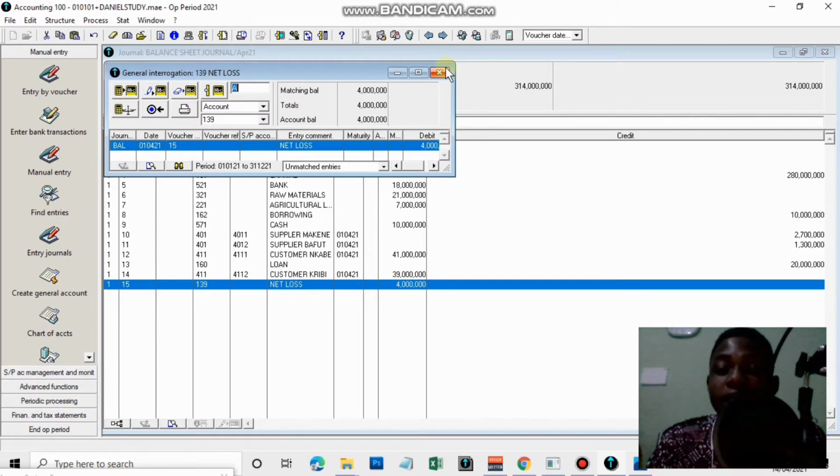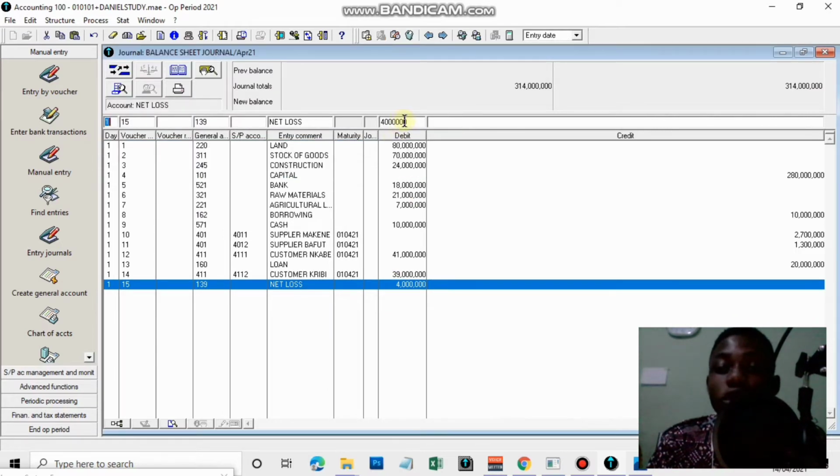If the balance sheet is not balanced, it is not going to close. The balance sheet journal is not going to close. Let's just take an example. Let's say nothing here, and I will put here 4 million.